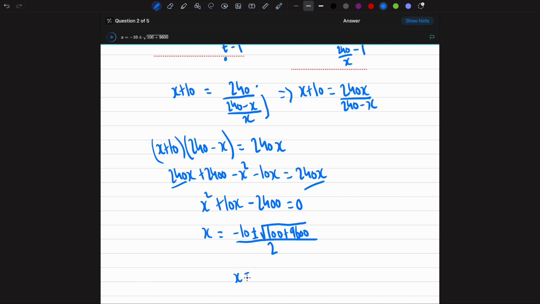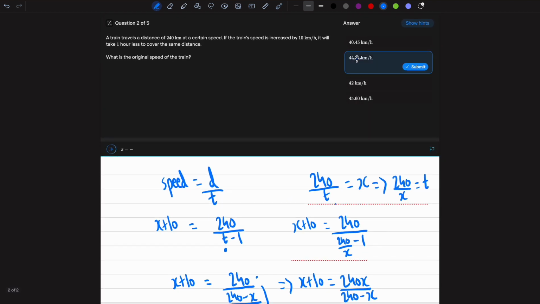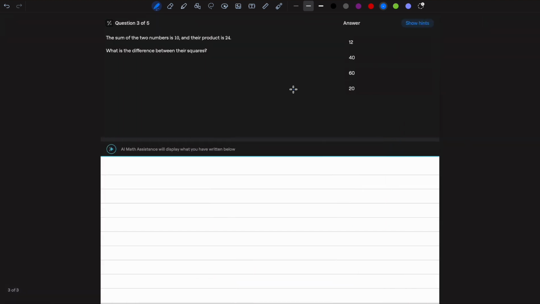And then you can put this in your calculator. So I'm going to get the square root of 9700 minus 10 divided by 2. So I'm going to get 44.2, approximately 44.24. Was that one of the options that we had? Yeah, we did right here. Let's submit. And you see, that's correct. Let's go to the next question.